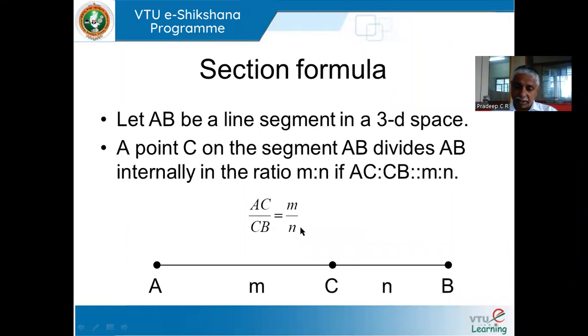If m equal to n equal to 1, that means this length is equal to this length. AC by CB is 1 by 1. 1 by 1 means length AC must be equal to length CB. That means C is the midpoint of A and B. So I want to find what are the coordinates of the midpoint.